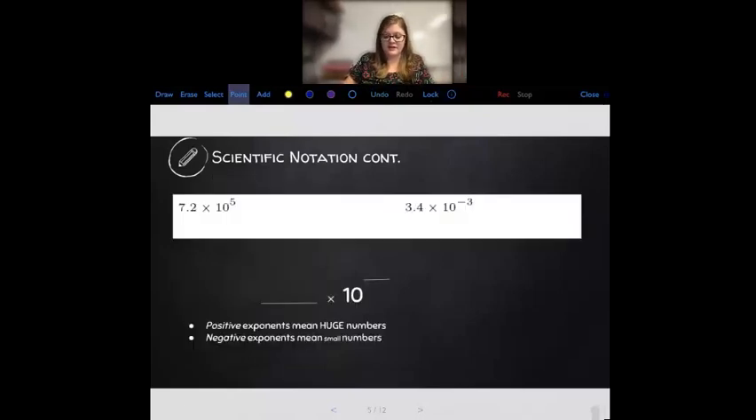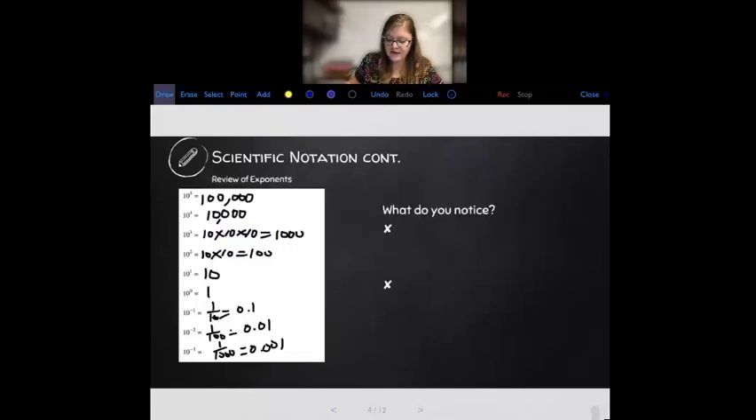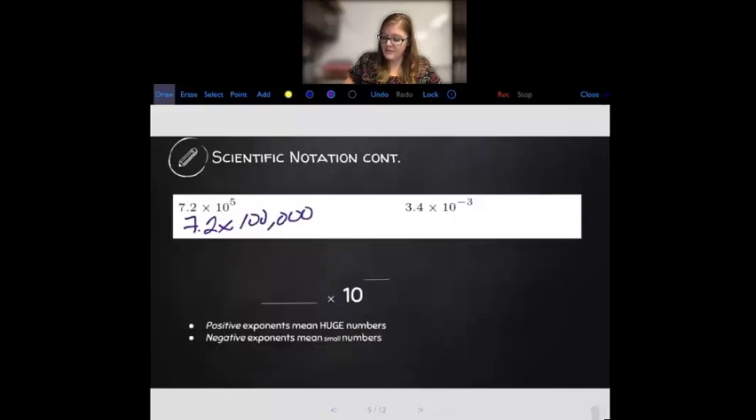So, scientific notation continued. These two examples, 7.2 times 10 to the fifth and 3.4 times 10 to the negative third, are examples of numbers written in scientific notation. 7.2 times 10 to the fifth means 7.2 times 100,000. Okay, and I'm getting that 100,000 from the chart we just made. 3.4 times 10 to the negative third means 3.4 times 0.001. And we'll do the math on these numbers a little bit later on, but this is just to show you that these two numbers are written in scientific notation.